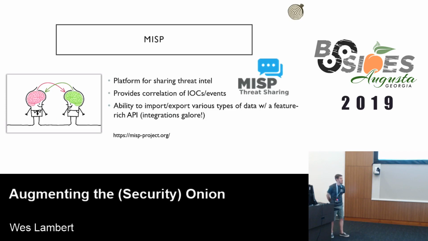So another tool we're going to talk about is MISP. Anybody messed with MISP or heard of MISP at all? Okay, cool. So MISP is another open source tool. It's a platform for sharing threat intel. It provides the ability, of course, to correlate different IOCs and entities and things of that nature. And it has a really rich API to be able to pull in this data and use it in other applications.